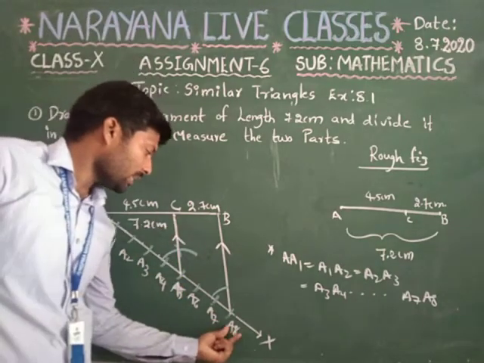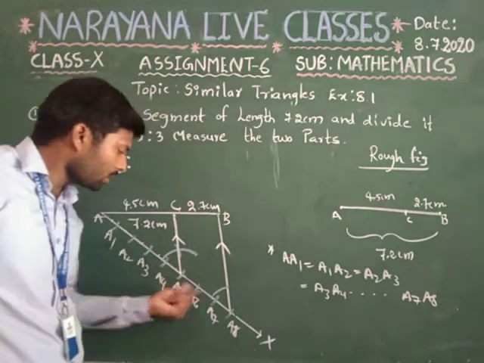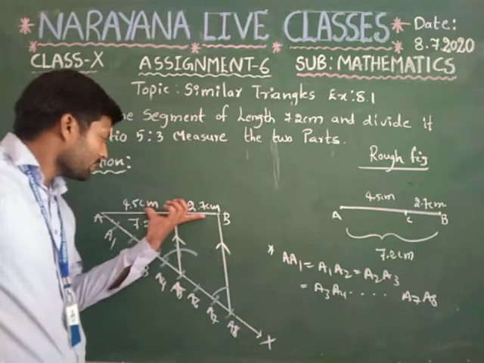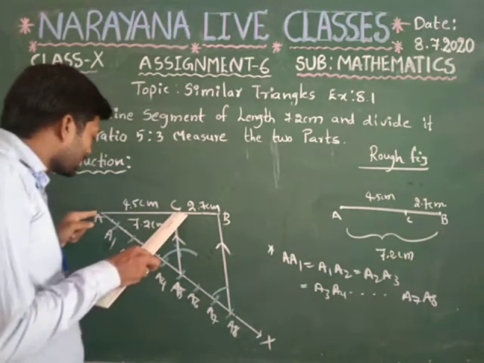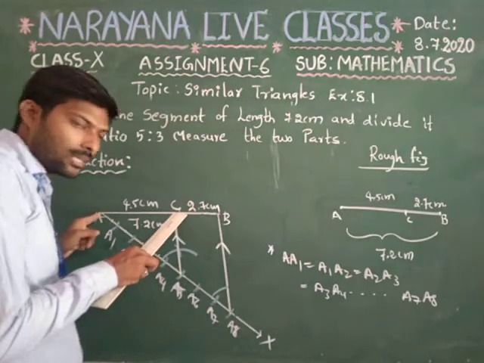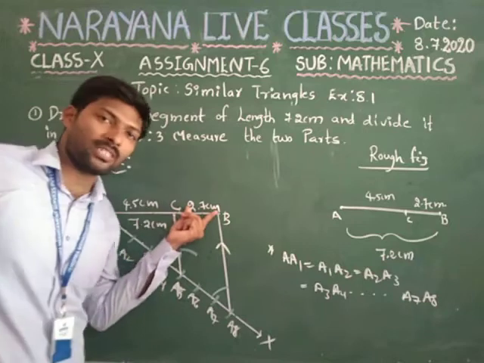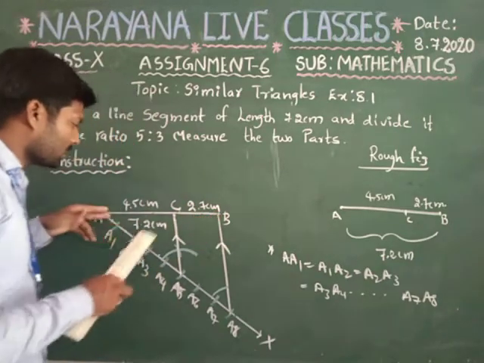After that, you have to join A8 and B, and draw a line parallel to A8B from point A5, which will intersect AB at point C. Now you have to measure this line segment AC, whose length must be 4.5 centimeter. Again, CD is how much? 2.7 centimeter. This is possible with the help of this construction.